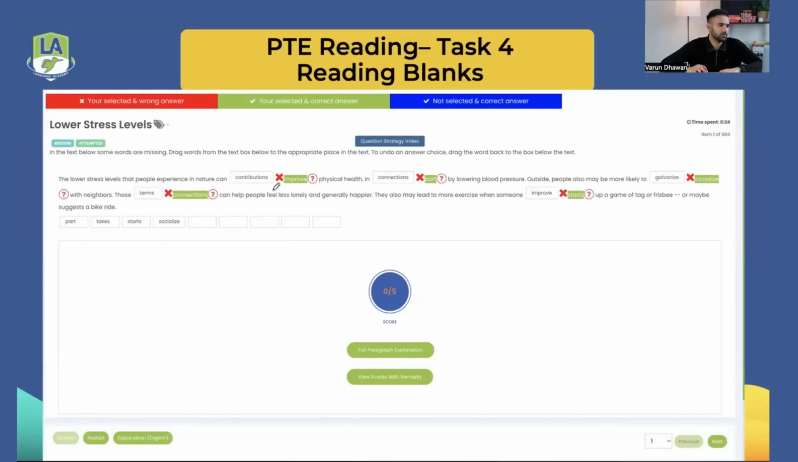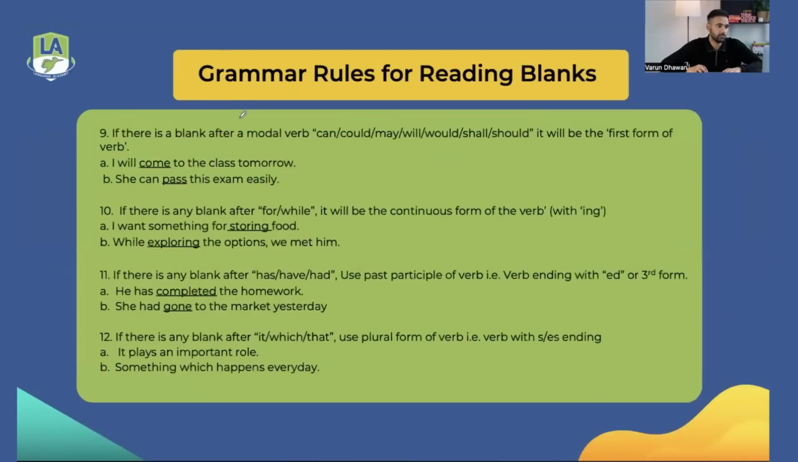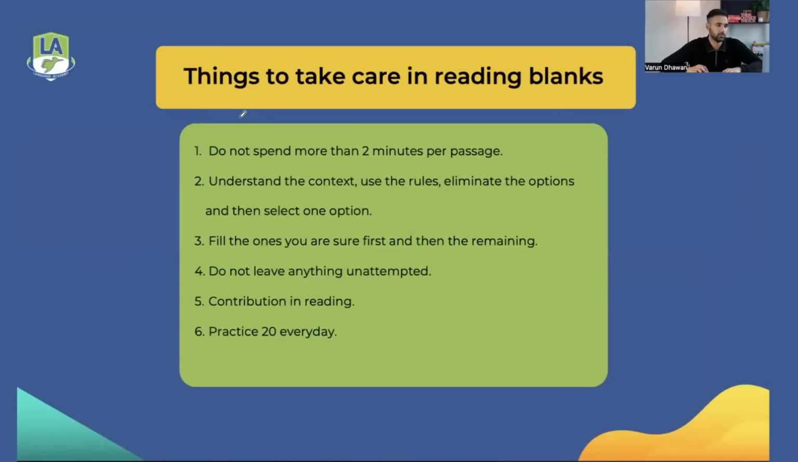This is how your screen looks when you practice on the website. We'll come on to this as well. You have to again use all the same grammar rules which I have mentioned in reading and writing blanks. You do not have to spend more than 2.5 minutes per passage. First thing, you have to understand the meaning of the passage. Next, you have to use the grammar rules to eliminate the options, and then select the one option you are confident about.